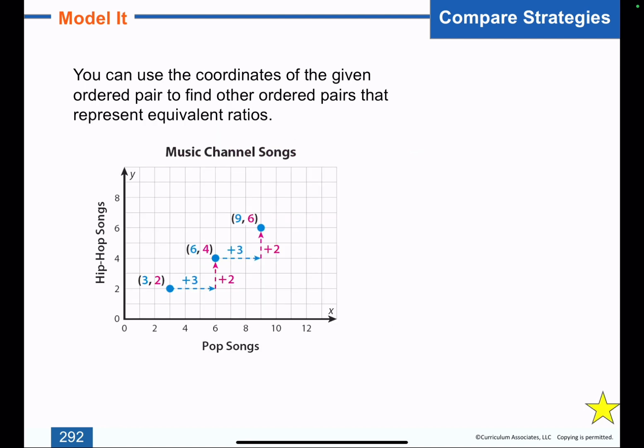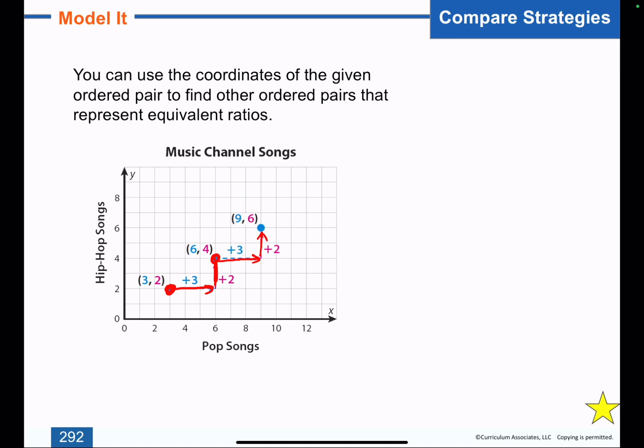Another way to look at it is through a table. Again, what we need to do in today's lesson is to make sure that we know how to make these tables, but also make these graphs and solve problems using those. In this case, we started with the plotted point 3, 2, and for every 3 pop songs that were played, 2 hip-hop songs were played, placing us at a 6-to-4 ratio. And then we increased that again for every 3 pop songs. There were 2 hip-hop songs, giving us a 9-to-6 ratio.